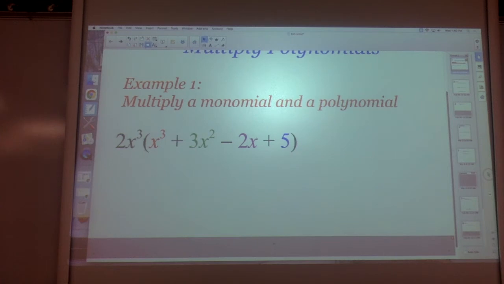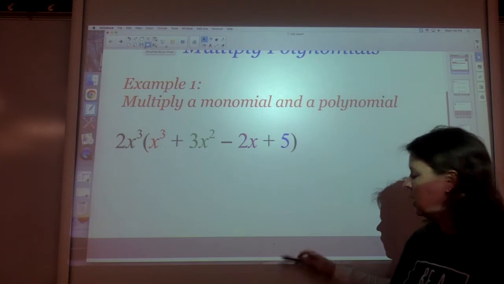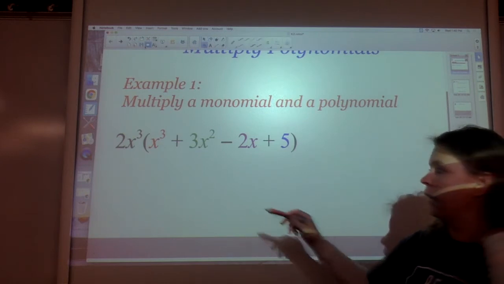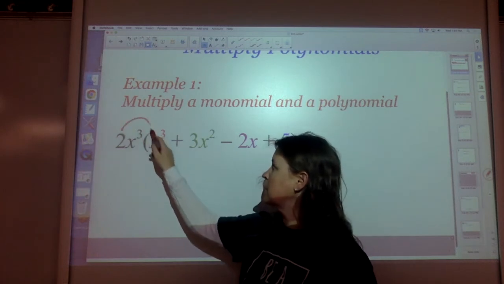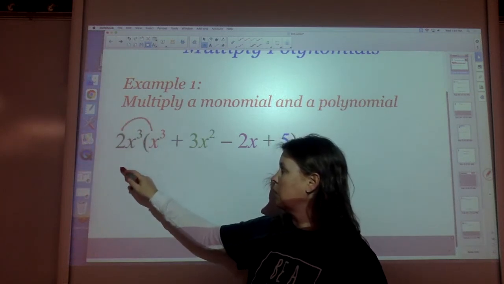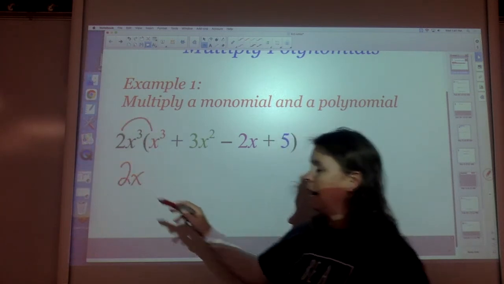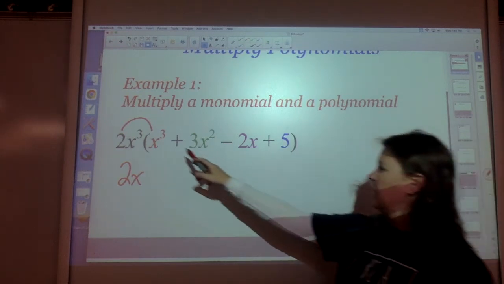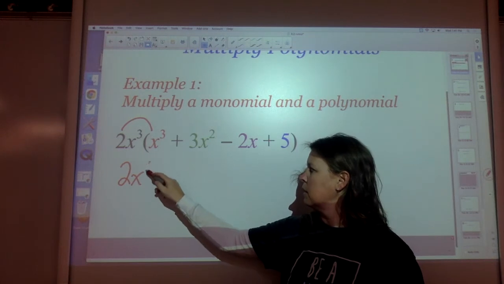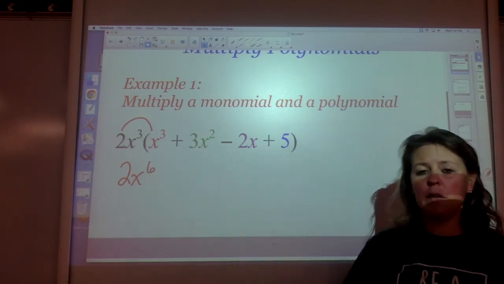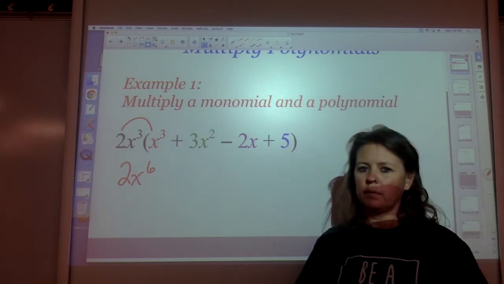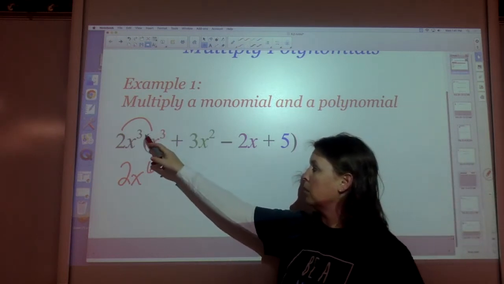And when we do that, we have to follow the rule of exponents. Distribute, follow the rule of exponents. When multiplying, you add exponents. Keep the base. So when we do this one, we get 2x, excuse me, 2x, and 3 plus 3 is 6. Now we do add exponents, but that's because we're multiplying. We're not adding polynomials anymore.